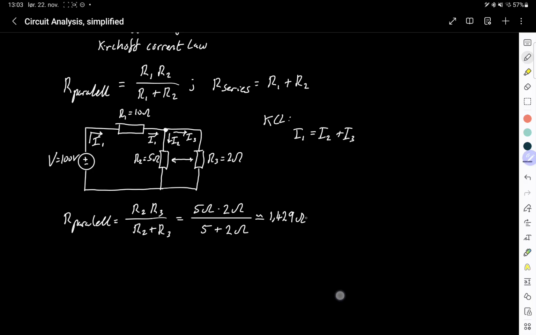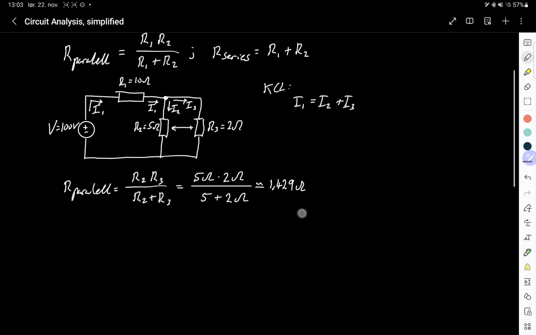Yeah, so that is the total resistance in the parallel. So that is these two combined. Now let's just draw up the new circuit with this parallel. Since we've calculated a new value for the total parallel, we can just merge them into one. And this one will equal R parallel.